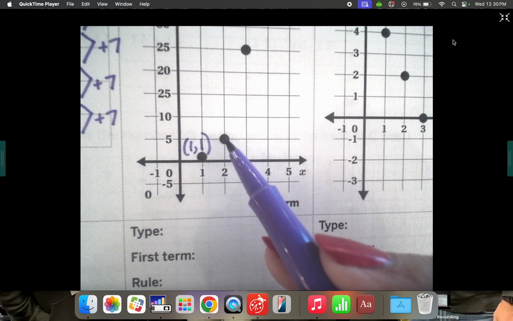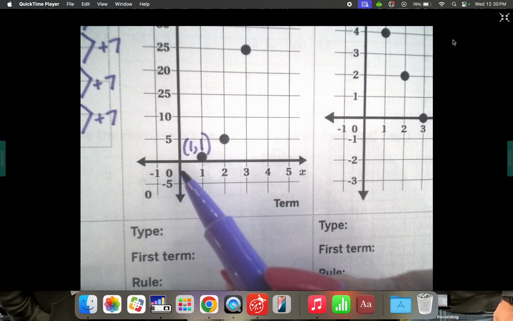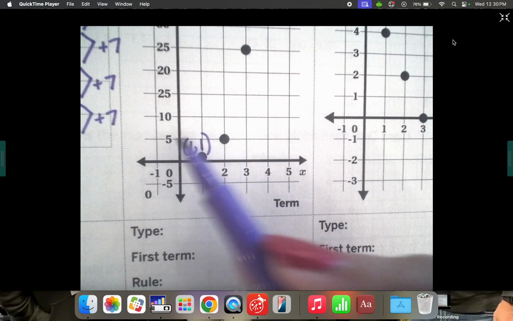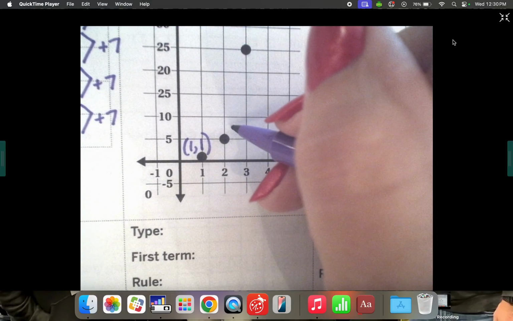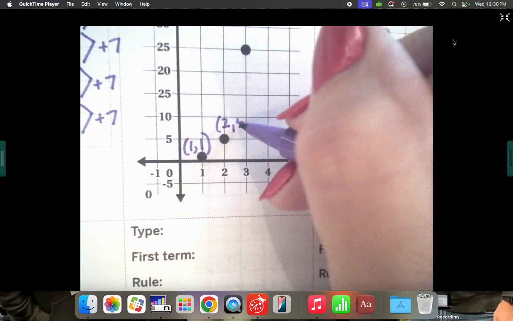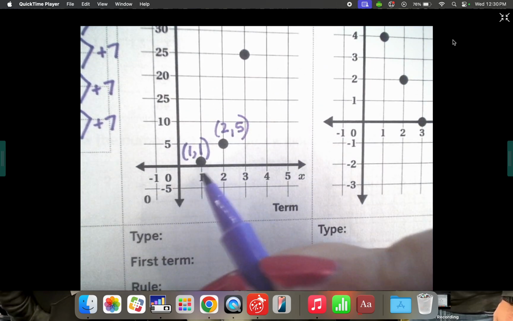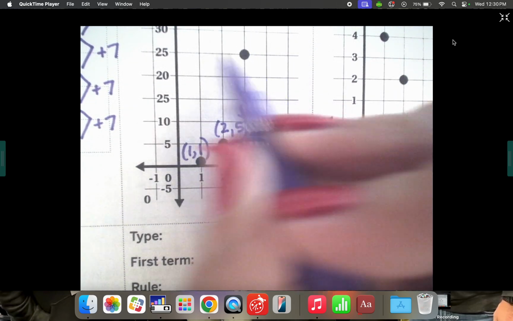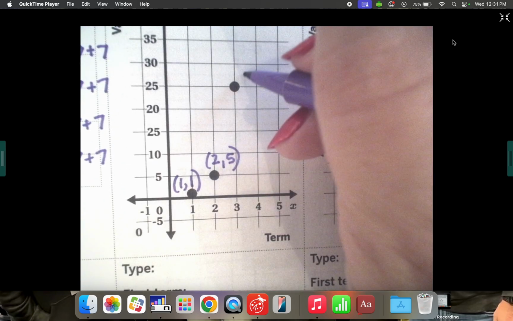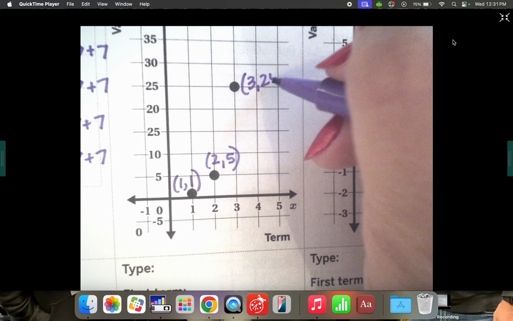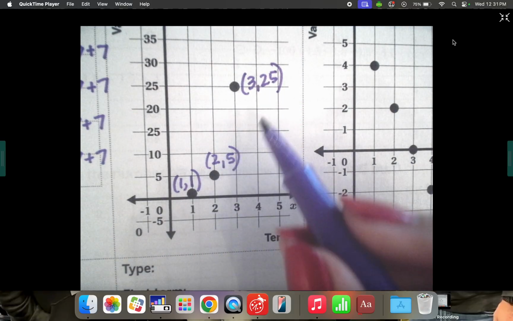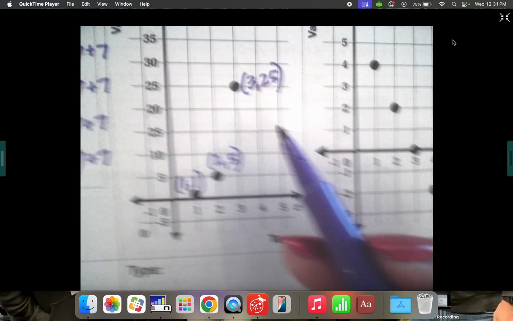Okay, let's put a coordinate on this one. This one's easy because it's right on a dot. So we know it's 2, up 5. So 2, 5. So let's write what that ordered pair is. 2, 5. And then 3, 25. So 3, 25.